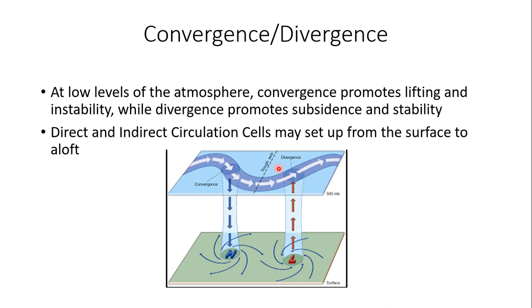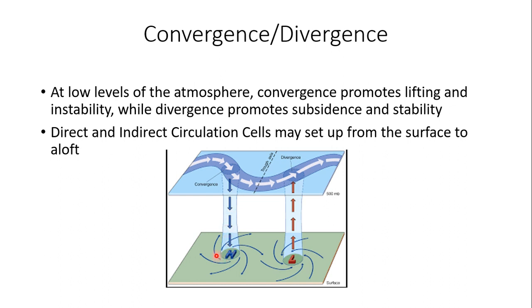Now, I'll get more into depth about how this all connects in a future training video, but there generally tends to be an area of upper level divergence located above an area of low level convergence. So you have opposite effects going on in the atmosphere if you look at the three-dimensional aspect. At the surface, with a low pressure system, you have low level convergence, upper level divergence. Okay?